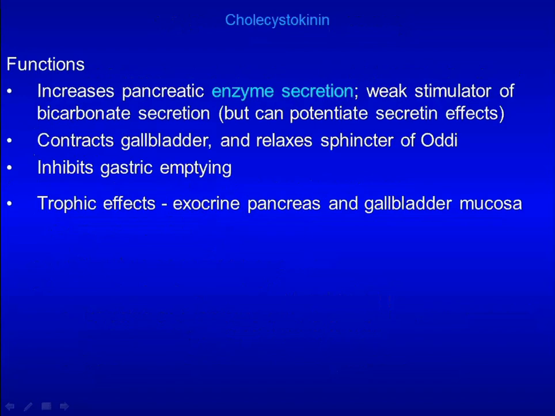CCK controls secretion and motility. CCK increases pancreatic enzyme secretion. It contracts the gallbladder and relaxes the sphincter of Oddi. It inhibits gastric emptying. Similar to gastrin, CCK also has trophic effects. It stimulates growth of the exocrine pancreas and gallbladder mucosa.